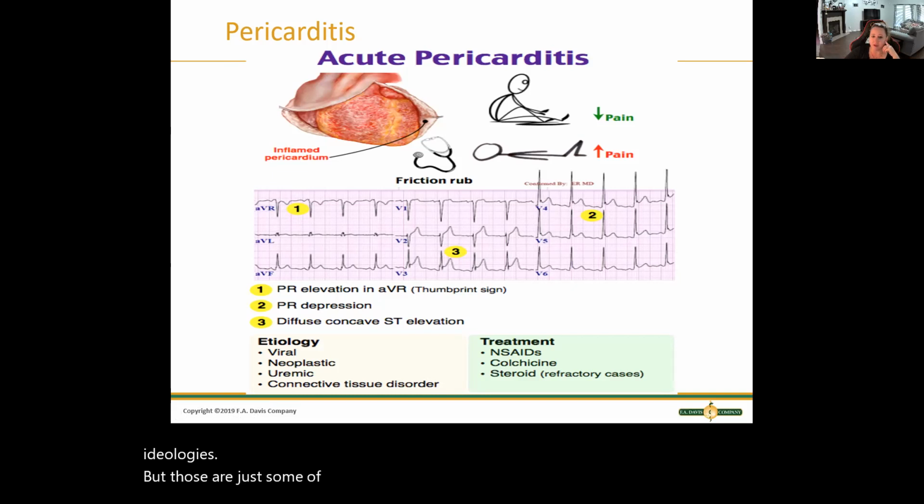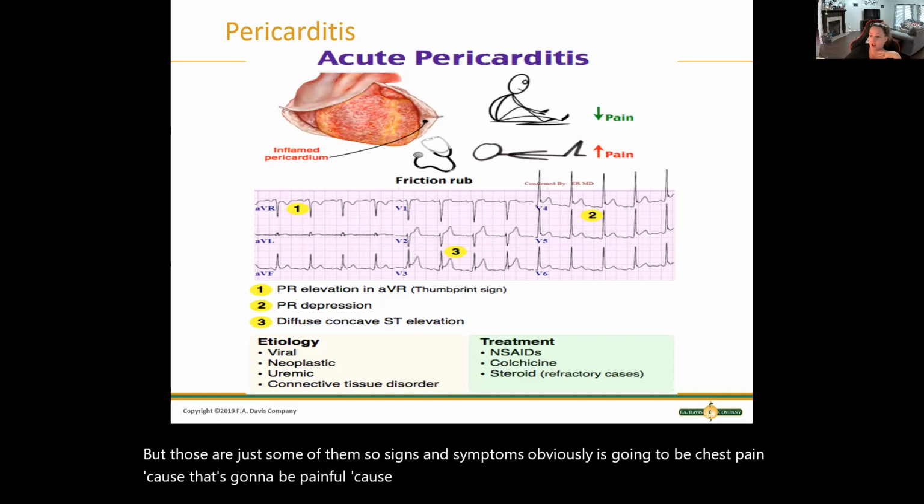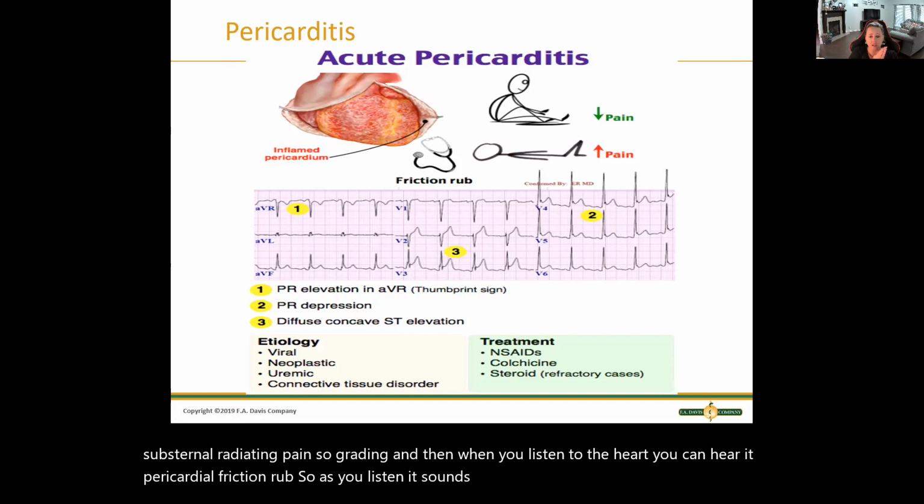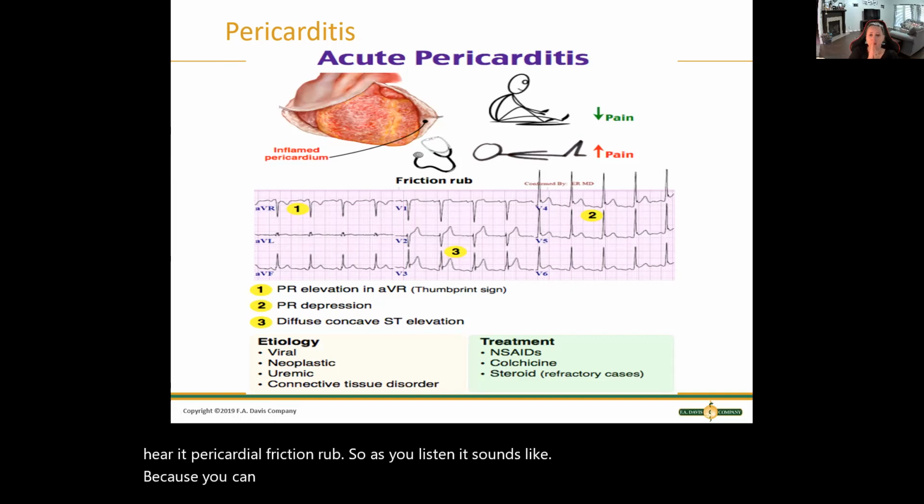So signs and symptoms obviously is going to be chest pain because that's going to be painful because it's all inflamed around your heart, right? So we can have substernal radiating pain, it's a grating. And then when you listen to the heart, you can hear a pericardial friction rub. So as you listen, it sounds like a scratching, because you can hear the heart rubbing against that pericardial sac. It can have dyspnea, cough, low-grade fever with this as well.